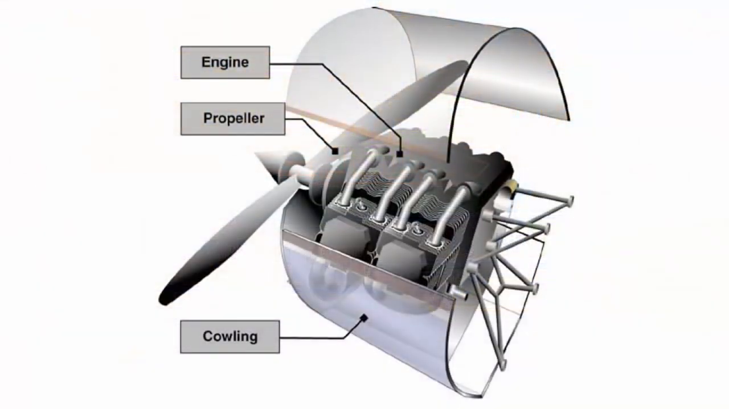The power plant usually includes both the engine and the propeller. The primary function of the engine is to provide power to turn the propeller. It also generates electrical power, provides a vacuum source for some flight instruments, and in most single-engine aircraft provides a source of heat for the pilot and passengers.